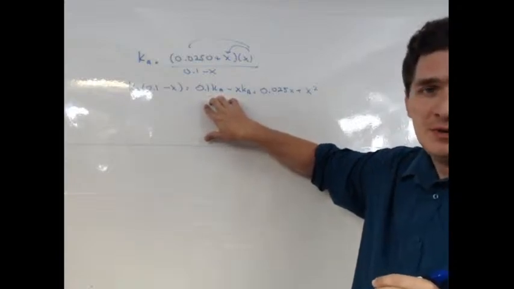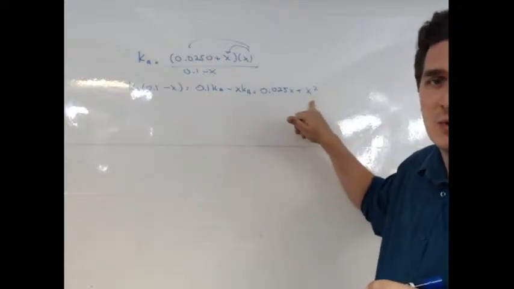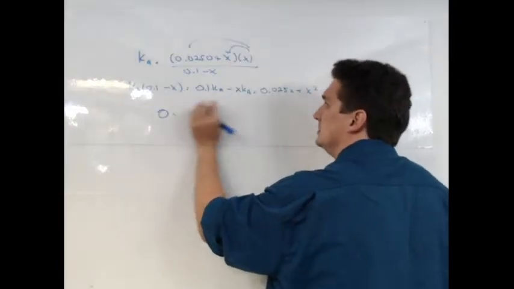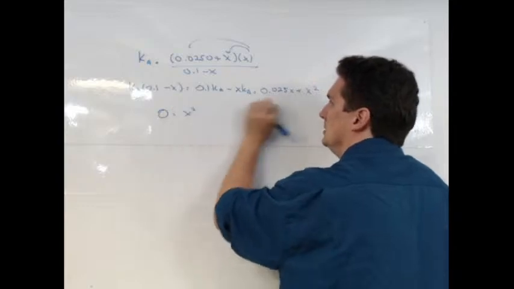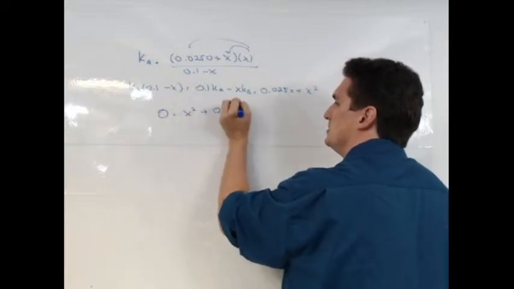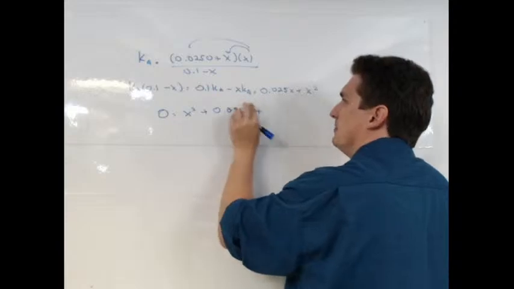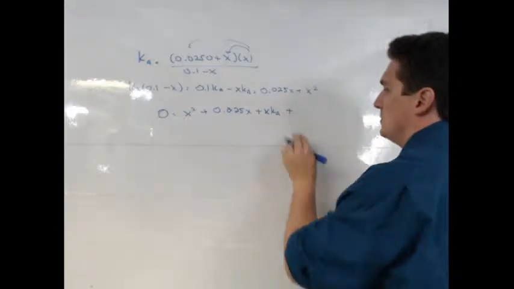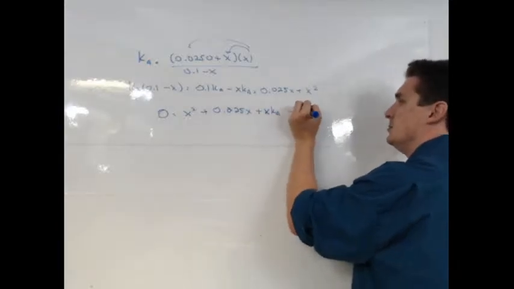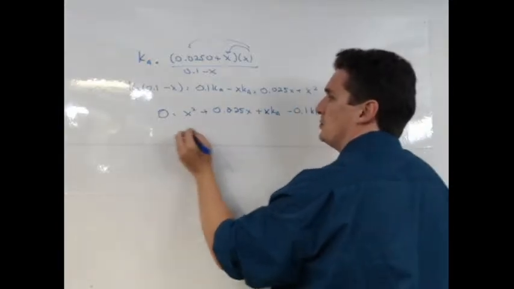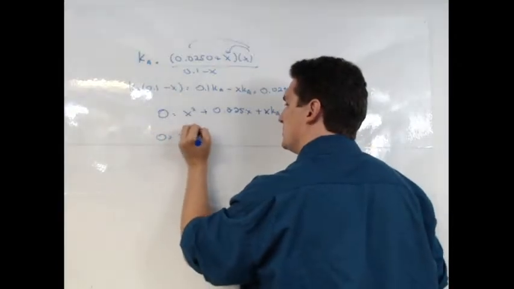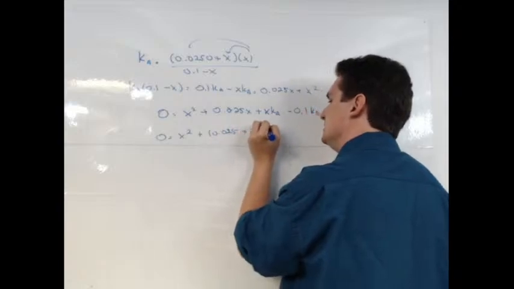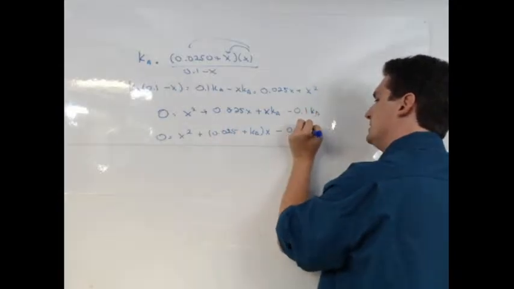Ideally, you're going to bring everything over to one side. I prefer just to keep the X squared term positive for ease in the quadratic equation. So I've got 0 equals X squared plus 0.025X plus X times Ka minus 0.1 times Ka. If I group the like terms, I get 0 equals X squared plus (0.025 plus Ka)X minus 0.1 times Ka.